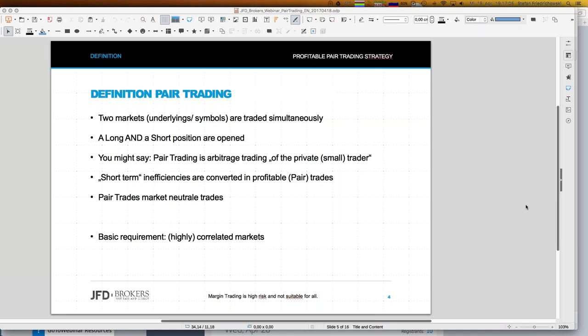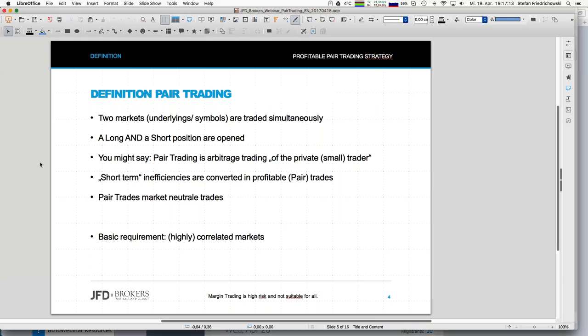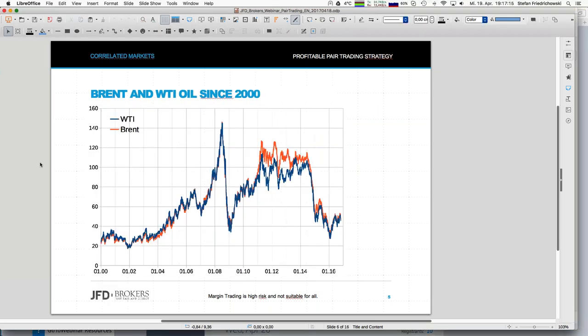That was a lot of theoretical considerations, but now let's look at some practical examples, first by some charts, and then later go into the details of how to open a trade, when to open a trade, and when to close that pair trade once again.